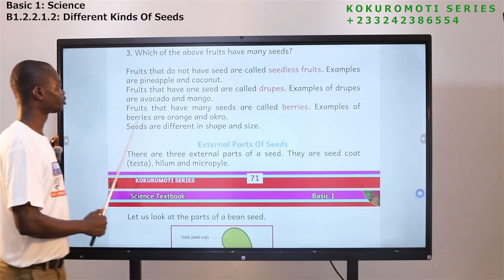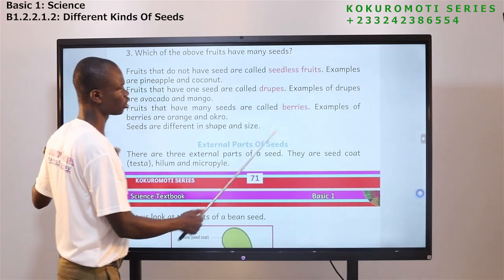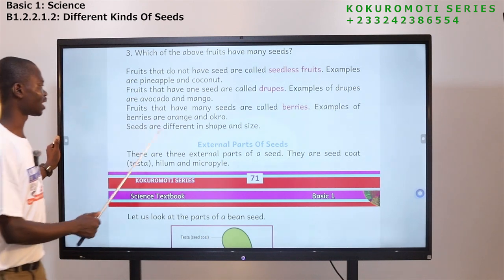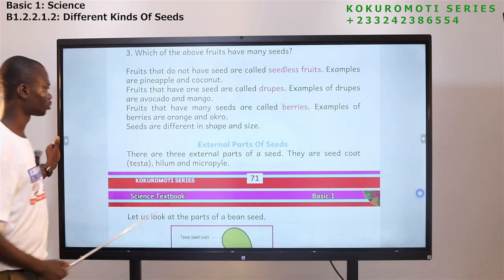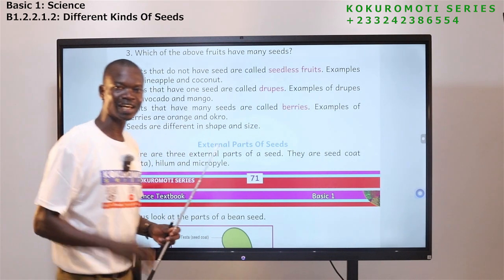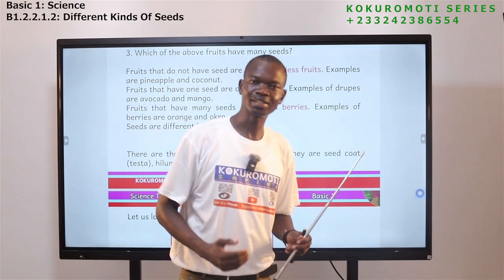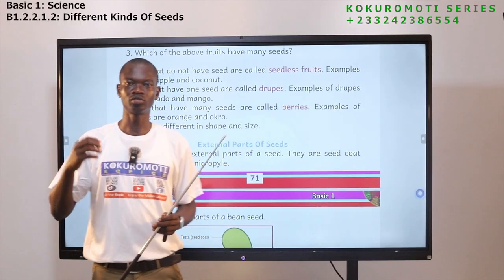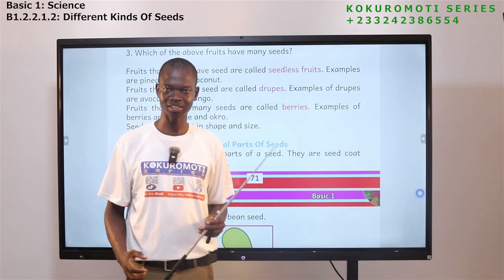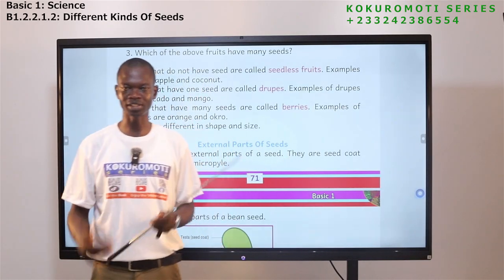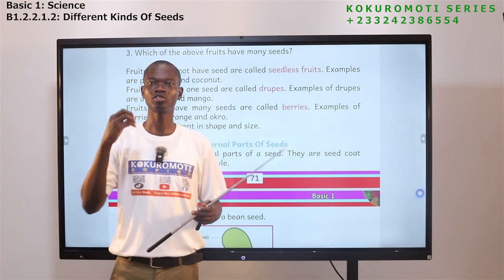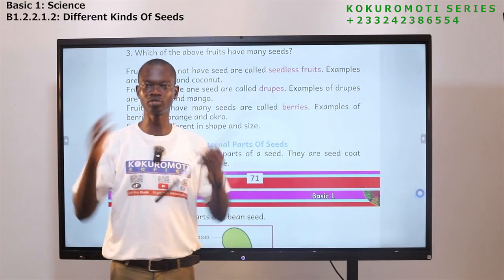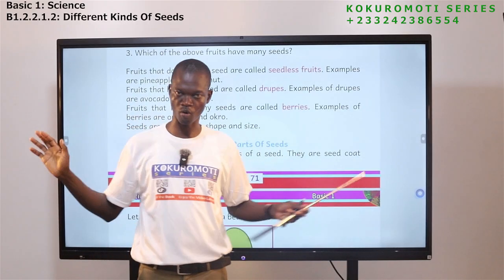Now, fruits that have many seeds are called berries. Examples of berries are orange and okra. Okay, so we have seen that some fruits, you open it and you see more than two seeds. You see two or more seeds. Those fruits are called berries. So berries contain two or more seeds.